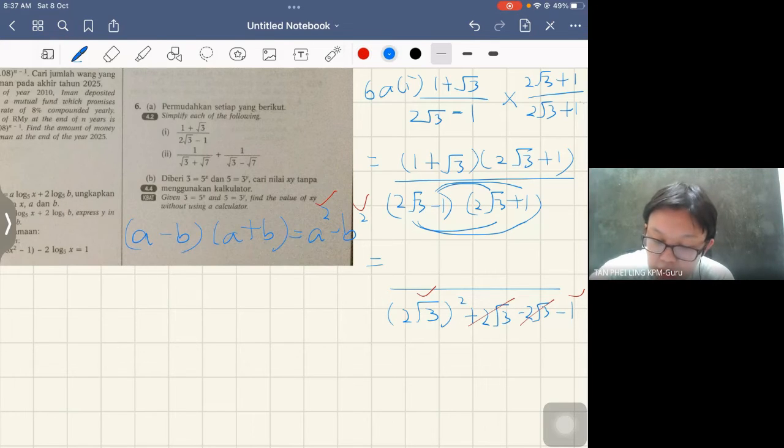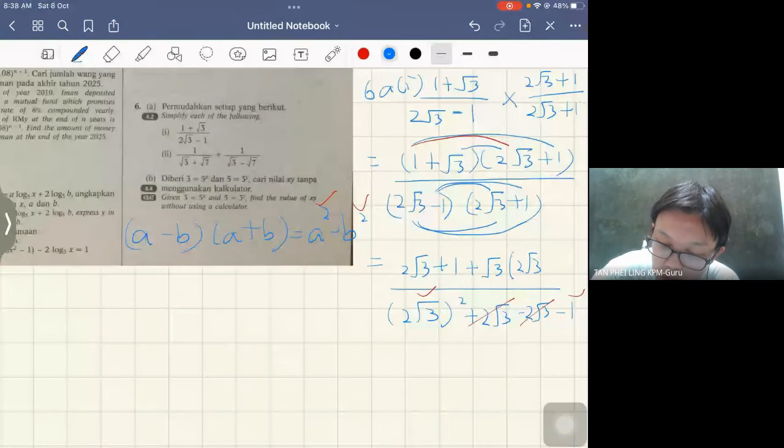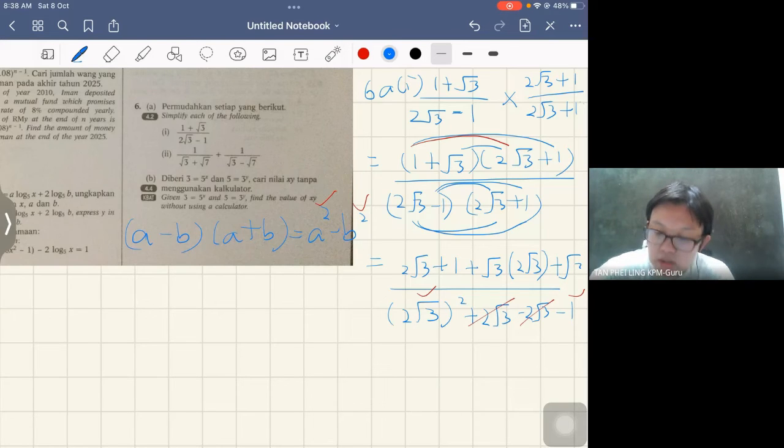All right, so now the top you have to do the same. Okay, also you will have 1 times 2 over square root 3. Okay, so do it one by one. This one cannot cancel off already. So 2 square root 3 plus 1. Okay, and then plus square root 3 times 2 square root 3, then plus 1 times square root 3, square root 3. Okay, so the bottom here, we can simplify.